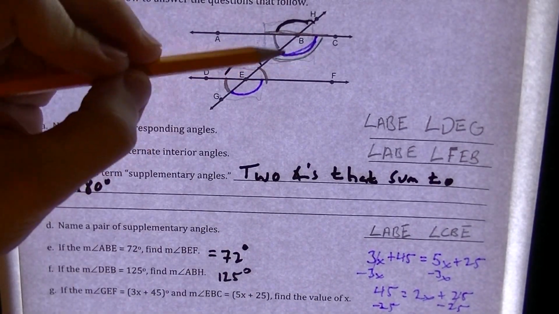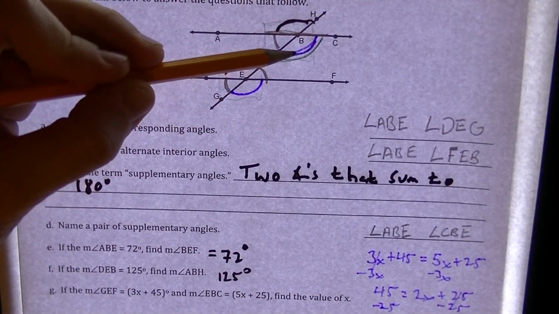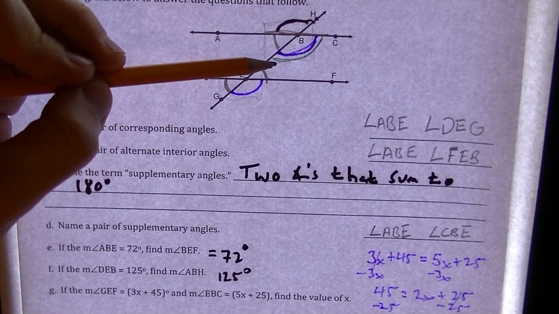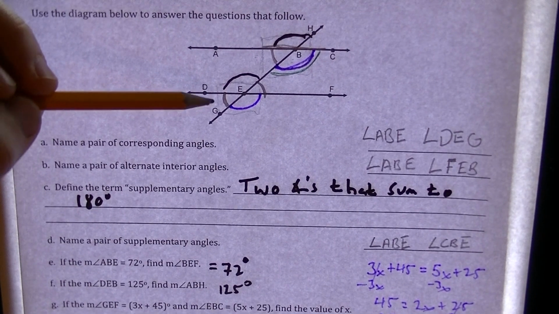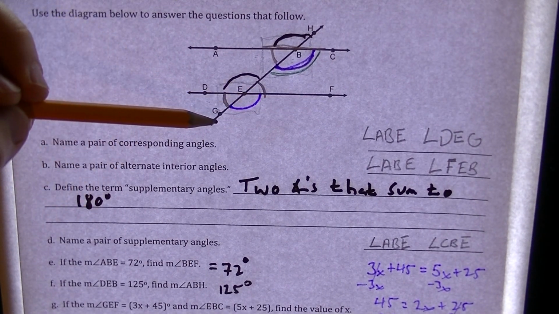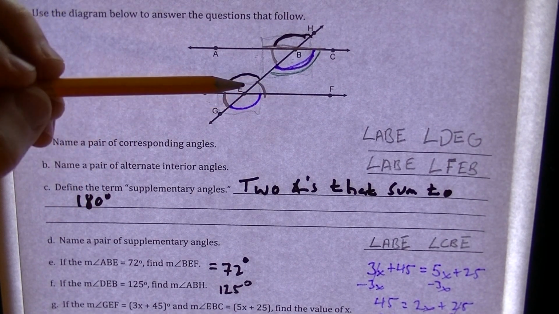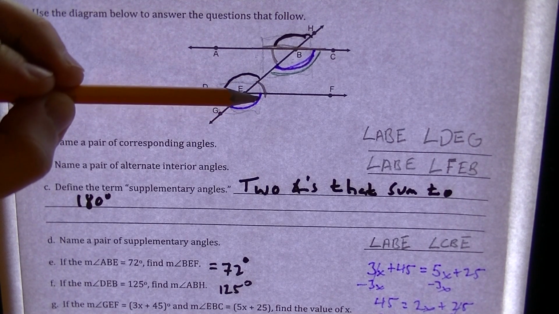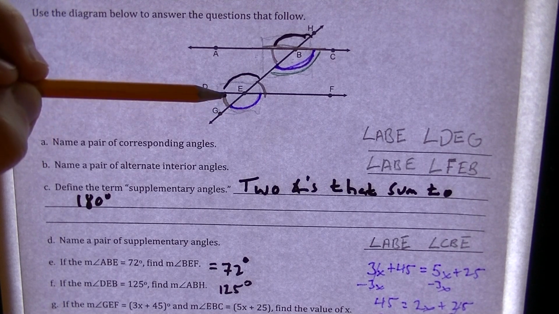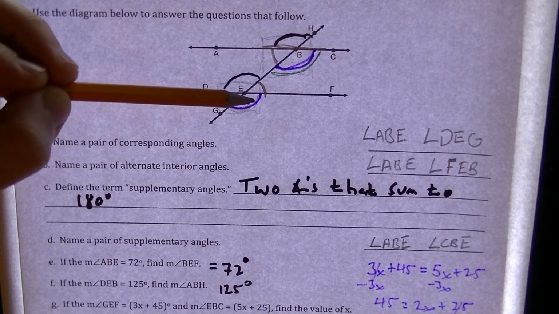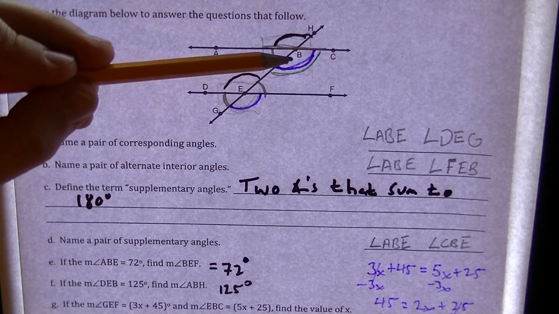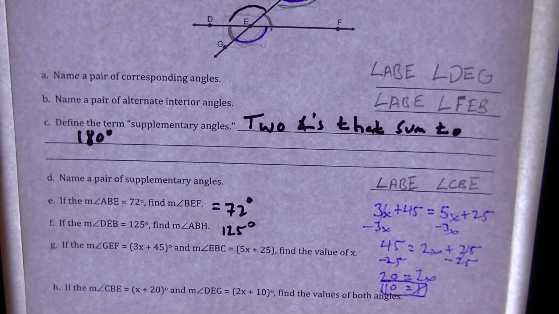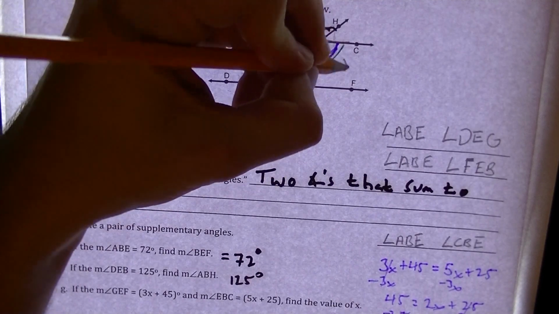Well, CBE and DEG, they're not equal. But I do know that CBE is equal to, we just saw in the last question, GEF. And I know that GEF and DEG, these two angles together make 180 degrees. They're supplementary. So if I take, well, this angle is equal to that. So let's say this was, what did they give us? X plus 20 over here.